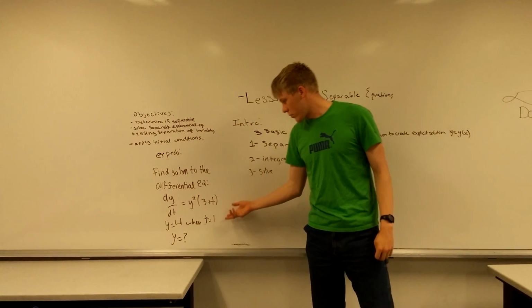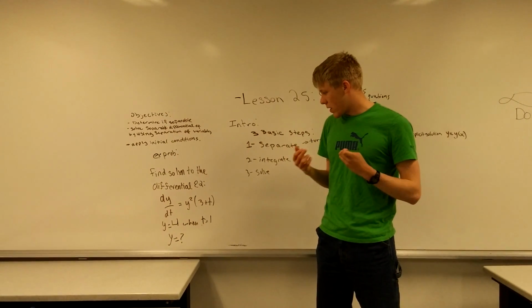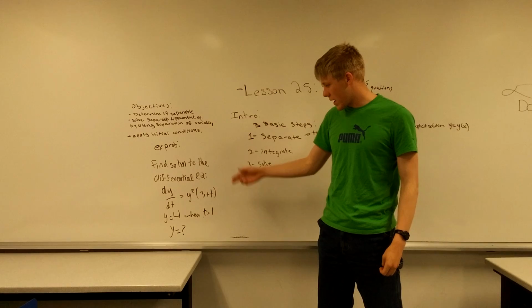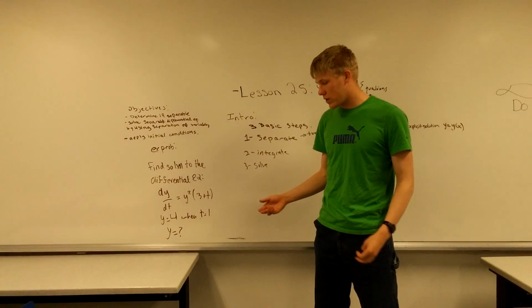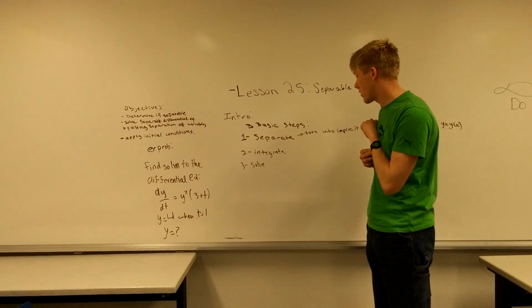Here's an example of what a problem would look like. The main difference is we have a dy over dt, and y and t in the equation. We need to solve that for a single function that we can work with and solve for anything.